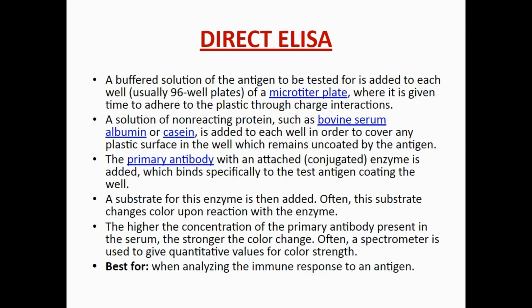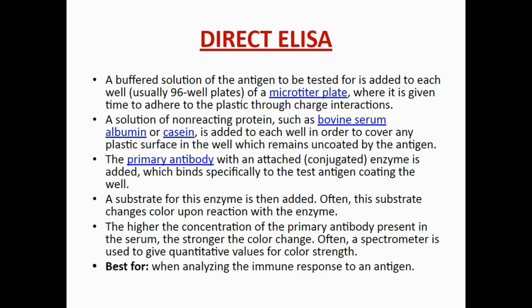So a buffer solution basically is added to provide an environment to the antigen so that it does not distort its shape. And the non-reacting protein, which is the bovine serum albumin, is added to cover the uncoated areas of the well. So in direct ELISA, the primary antibody, which is attached with an enzyme, or the enzyme-tagged antibody, is directly attached with the antigen which is coating the bottom of the well. Okay.